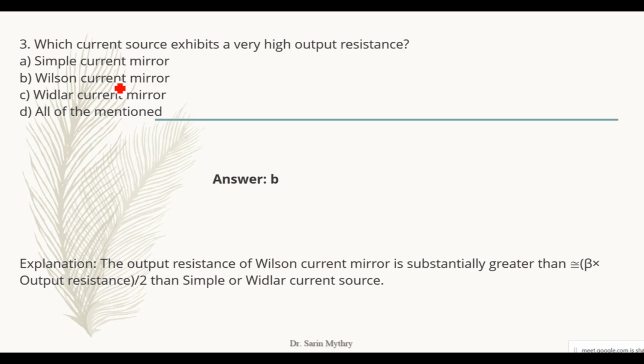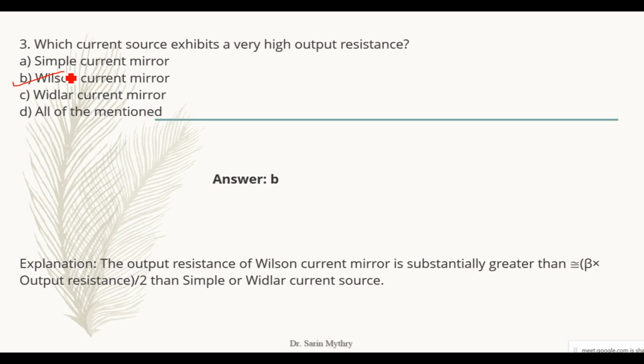So now we are supposed to study among different current sources which is the best one to have the higher output resistance. Options given are: simple current mirror, Wilson current mirror, Widlar current mirror, and all of them. These are the current mirrors basically used in research work to maintain constant current in circuits. So option B will be the correct one, the Wilson current mirror. Let us see the explanation.